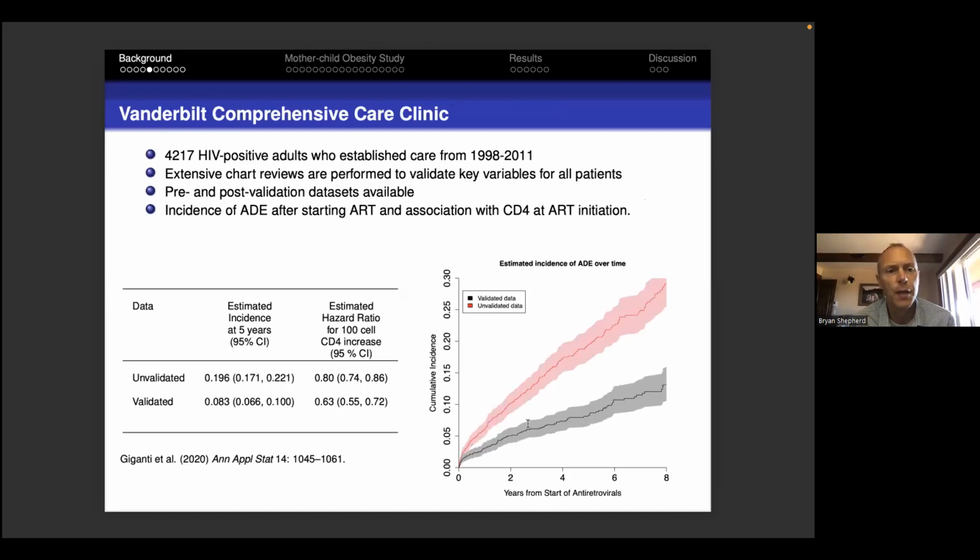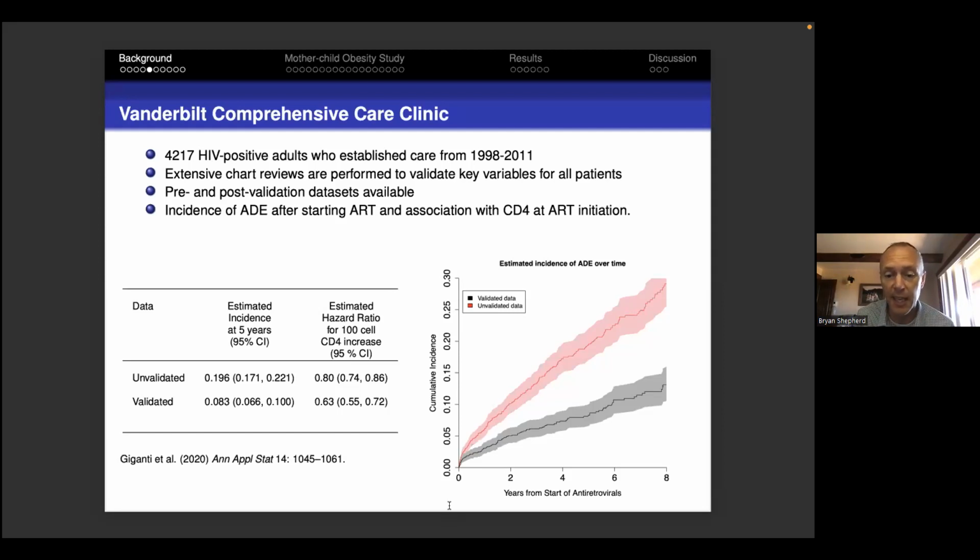And I've seen this also in my own research. I mainly do global health HIV research. This is data from our local Vanderbilt HIV clinic. This group has spent a lot of time and money validating all of the key variables used in analyses for their studies. And so we can look at the data that was extracted directly from the electronic health record, and then compare results to what we got after we validated all the data. And in some cases, we get things that are quite different.